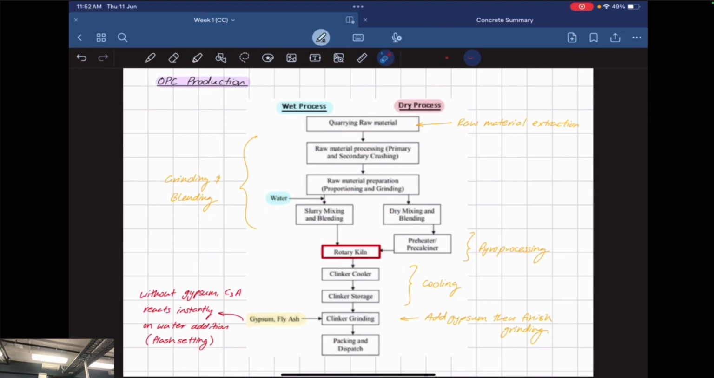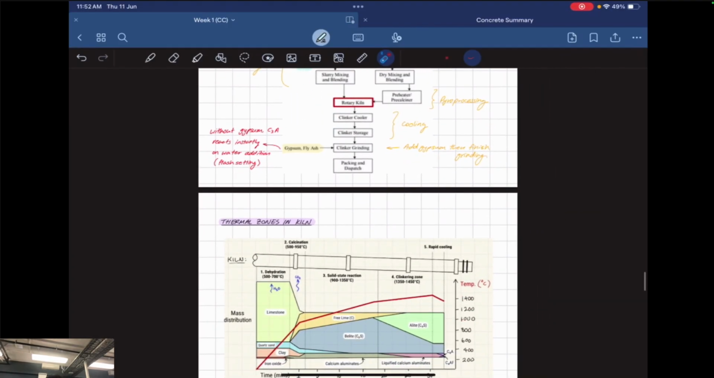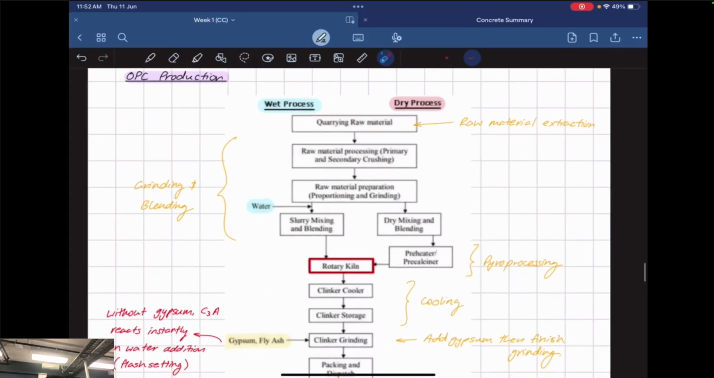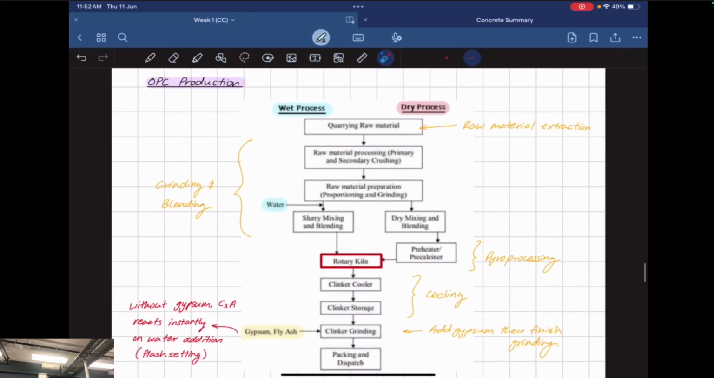But after that, there's a process called pyroprocessing, right? Pyro means fire, so pyroprocessing just means it's getting heat blasted, essentially. It's going to get preheated, as I've said here, and then it goes into a rotary kiln, which I'm going to cover just in a bit. I'm going to talk about the thermal zones in a kiln just in a bit. After the pyroprocessing process, we've got the cooling process and the storage process.